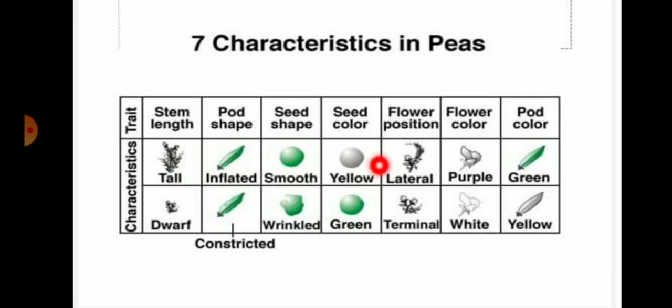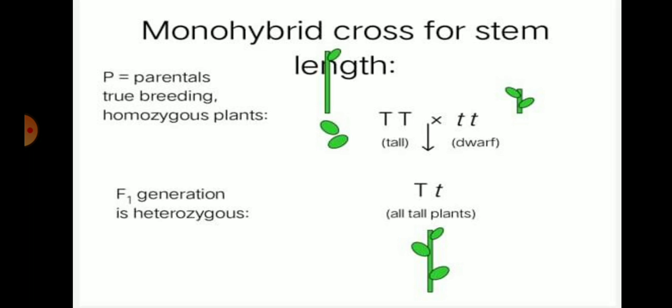These first characteristics are all dominant characters of the pea plants, and the others all belong to the recessive characteristics of the pea plants. All these seven characteristics of pea plants were studied by Mendel for his study of the hybridization concept. Let's see how he did the hybridization process for his study of genetics. First, we see the monohybrid cross for stem length.